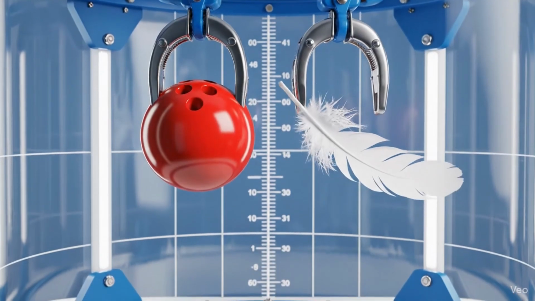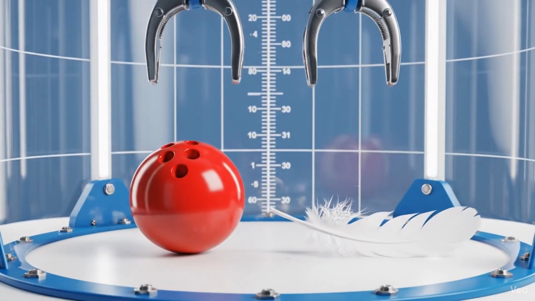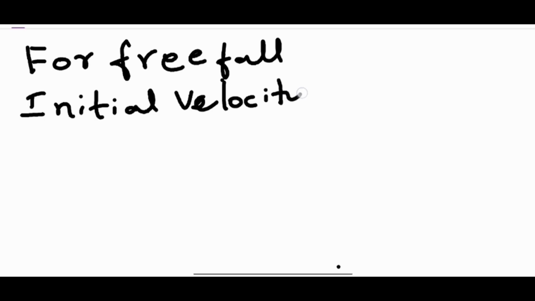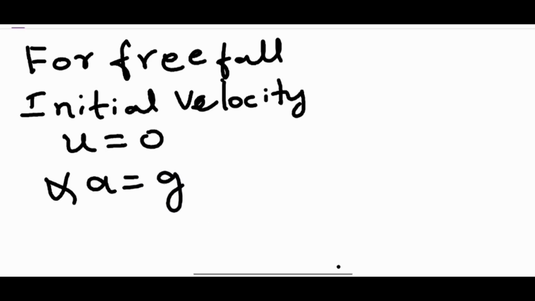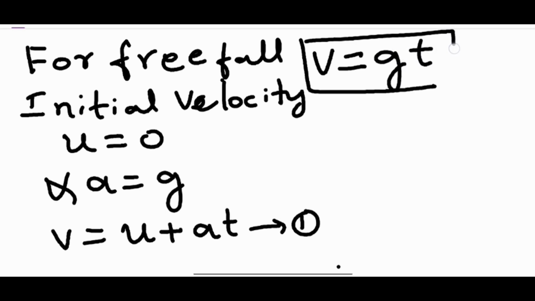For a freely falling object, the velocity on reaching the earth and the time taken can be calculated using Newton's equations of motion. For free fall, the initial velocity u is equal to 0 and the acceleration a is equal to g. Thus, we can write the equation for the final velocity v. v is equal to u plus at becomes v is equal to gt.